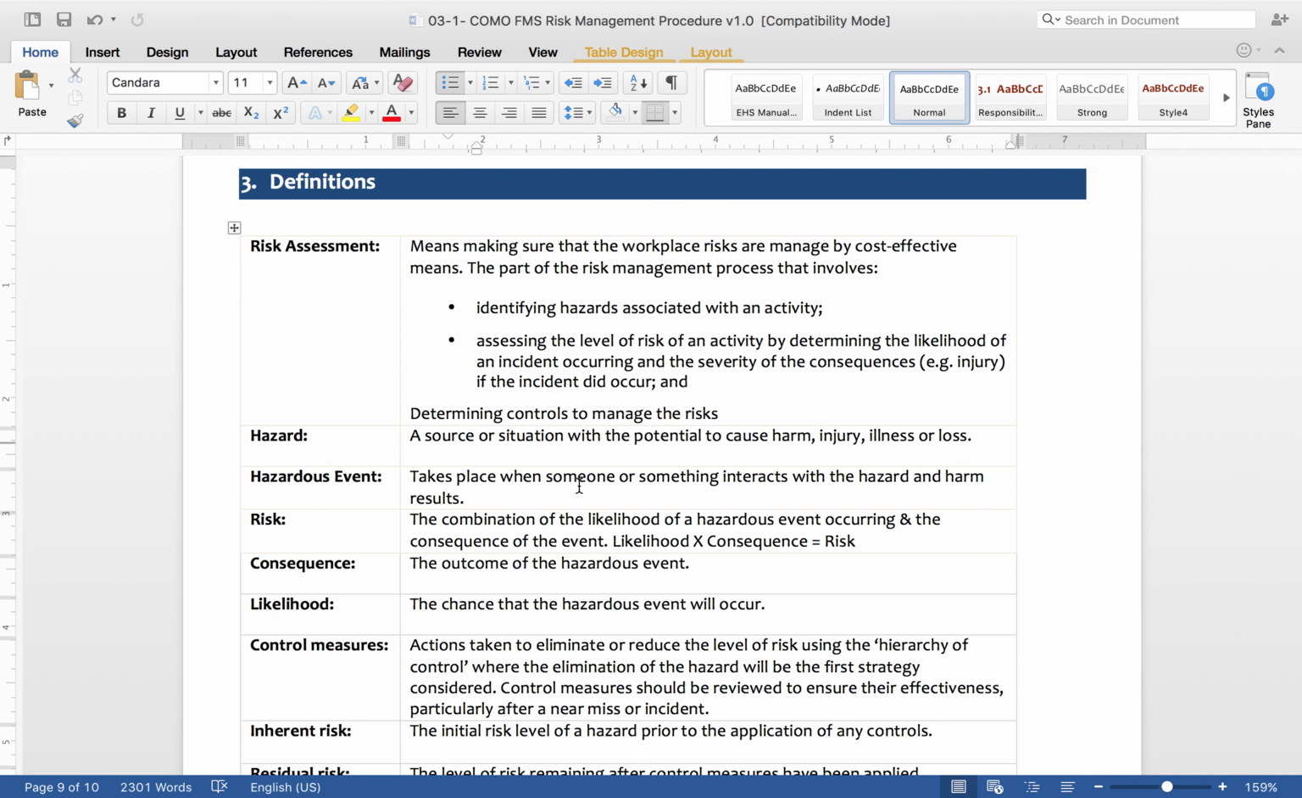Let's go to hazard. What is a hazard? A hazard is a source or situation with the potential to cause harm, injury, illness, or loss. So in our everyday life, there are risks, there are hazards. Even inside your room, there are hazards. Hazardous event: this takes place when the hazard is there and someone or something, may it be your equipment or you, interacts with the hazard and it would result in harm.